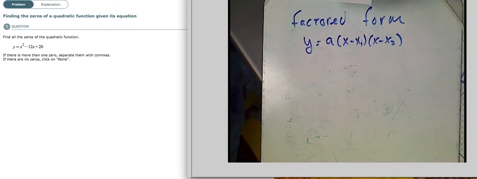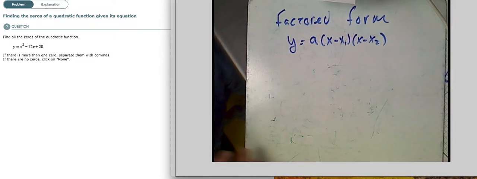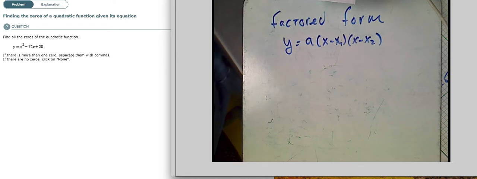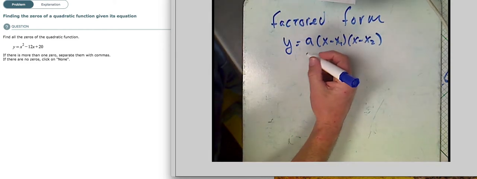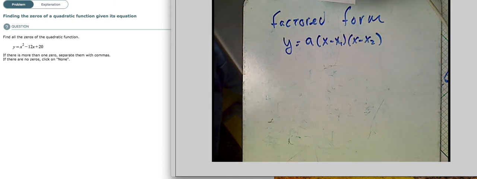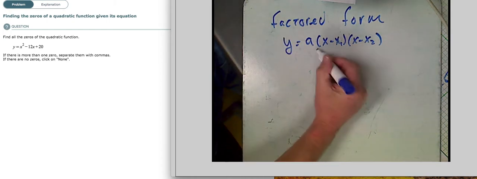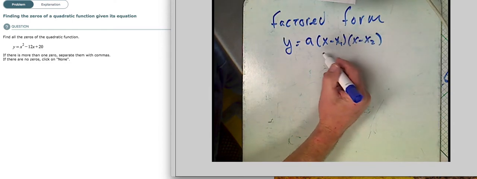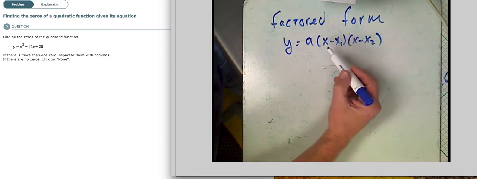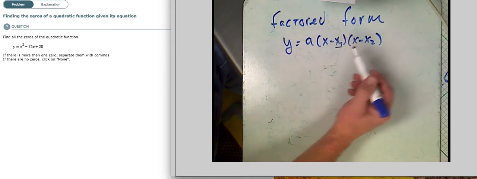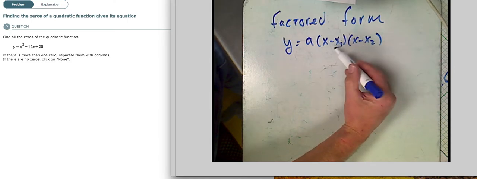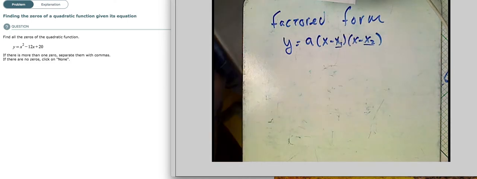So now we're going to talk a little bit about factored form. Some of you guys are getting into that, and it's one of the later sections in this unit. So factored form looks a little bit like this, where you have x minus the x-coordinate of the x-intercept, and minus the x-coordinate of the x-intercept.